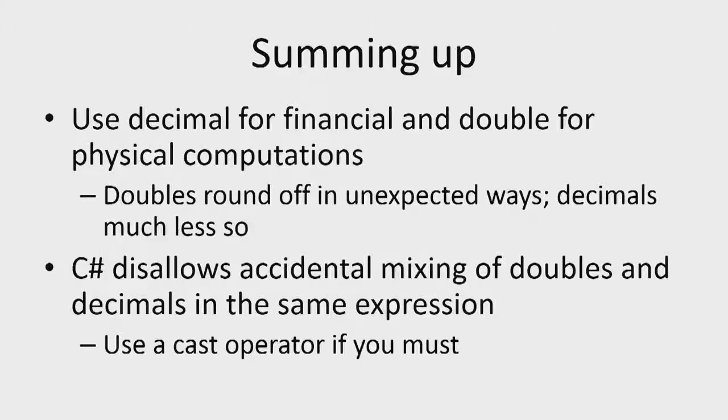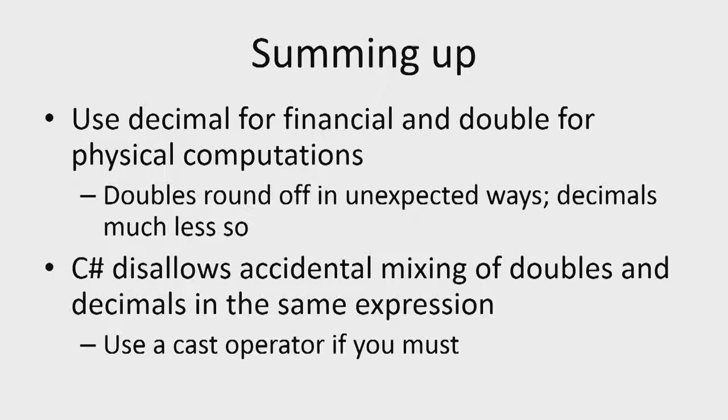So summing up, always use decimals for financial computations. Always use doubles for physical computations. Remember that doubles can round off in unexpected ways. People don't usually expect that things that round off to fractional powers of 10 are going to be rounded. But for doubles, they almost always are. Decimals are not. But of course, they are rounded off if you have a fractional power of 3, for example, right?